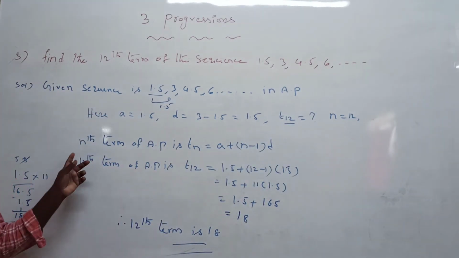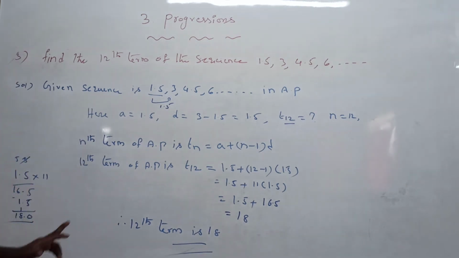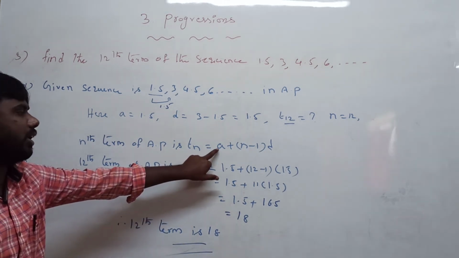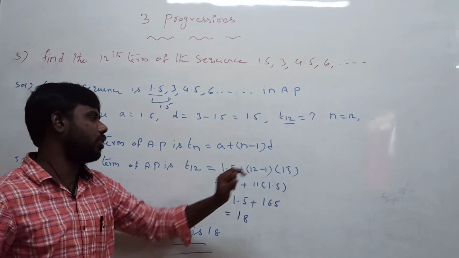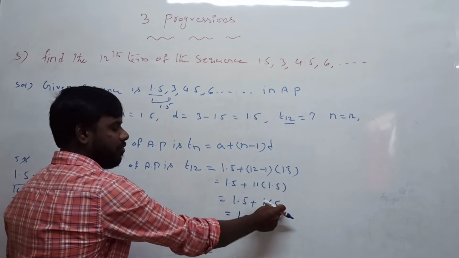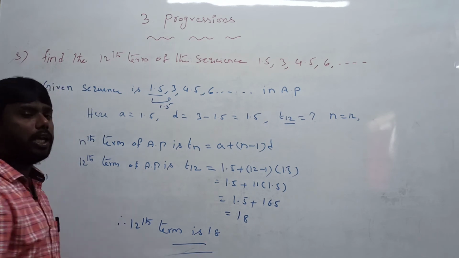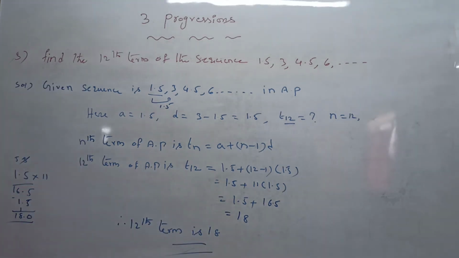Now applying the nth term of the arithmetic progression: Tn is equal to a plus n minus 1 into d. So now calculate the 12th term. Now applying the a value, n value and d value. a value is nothing but 1.5, plus n value is 12 minus 1, into d value is 1.5. 12 minus 1 is 11. 11 into 1.5 value is 16.5. 16.5 plus 1.5 value is 18. Finally, you got the 12th term value is 18. Have you understood? Is it clear?